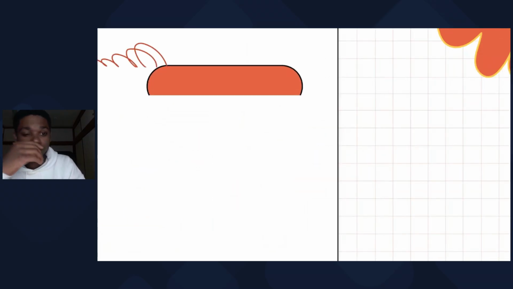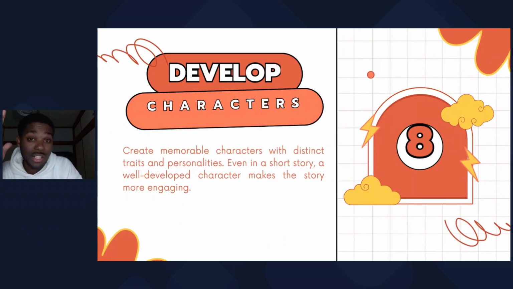Next, develop your characters. Even though the story is short, it's not like you're writing a novel, you need to make the character memorable. You develop the character through dialogue, through the character making decisions, and through how the character interacts with the environment and with other characters. Make the character feel like a real person, right?